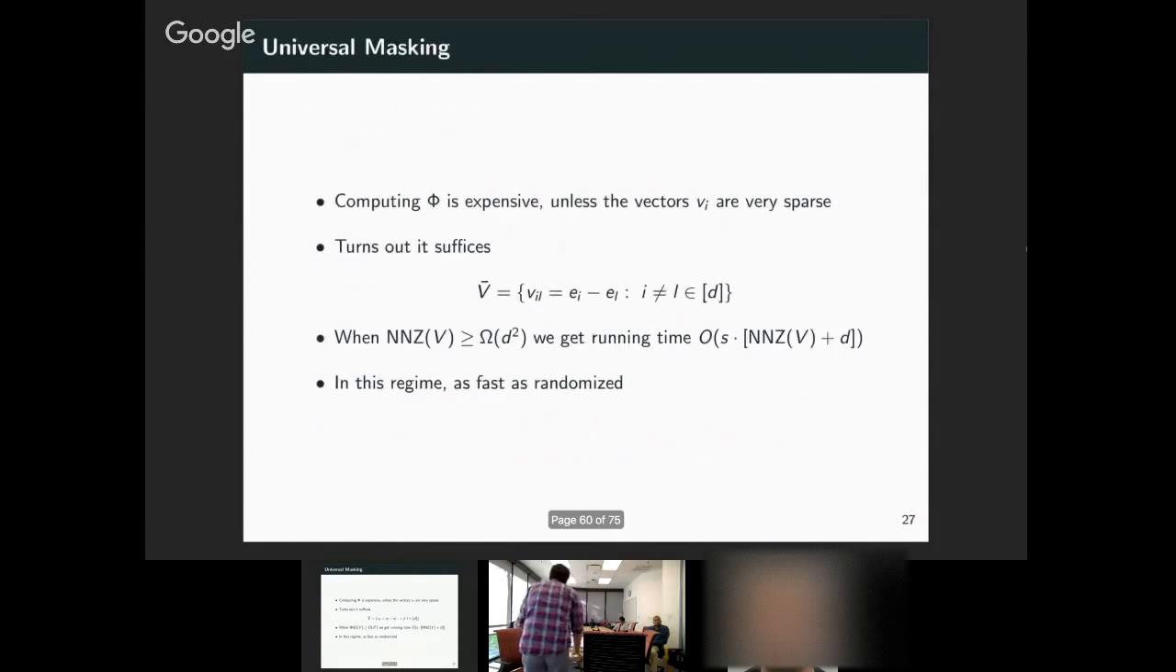And yet again, there are some technical details that happen here. Computing this thing in general is expensive. So what we do is there's a choice of a particular input vector set, which is basically all differences between different canonical vectors. This we call the universal masking, but it's also present in the Kane-Nelson work. They call it the code construction. And if you make the assumption that your input is sufficiently large, then your running time is guaranteed to be of the same order that we have for the sign. And in this regime, what we get is basically the same running time that you would get just with the randomized assignment and then making the matrix-vector product.